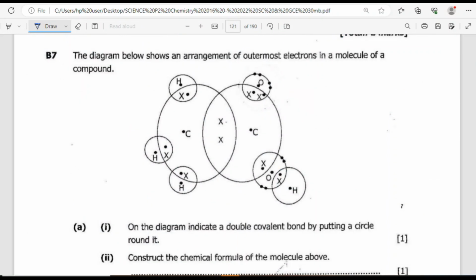Okay, so now the diagram shows an arrangement of outermost electrons in a molecule of a compound. Then A1, on the diagram indicate a double covalent bond by putting a circle around it. How do you know that there is a double bond? To identify a double bond, you need to look at where there are 4 electrons, because each bond has 2 electrons. So whenever we have 4 electrons, that is an indication of a double bond. So at this point here, this is a double bond.